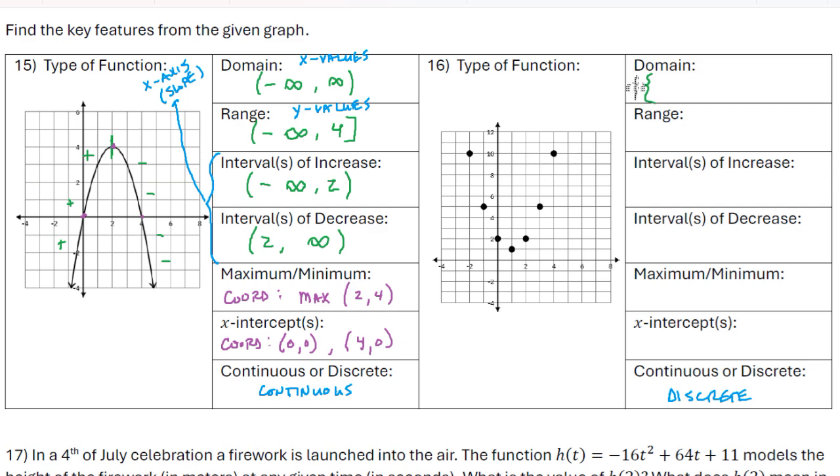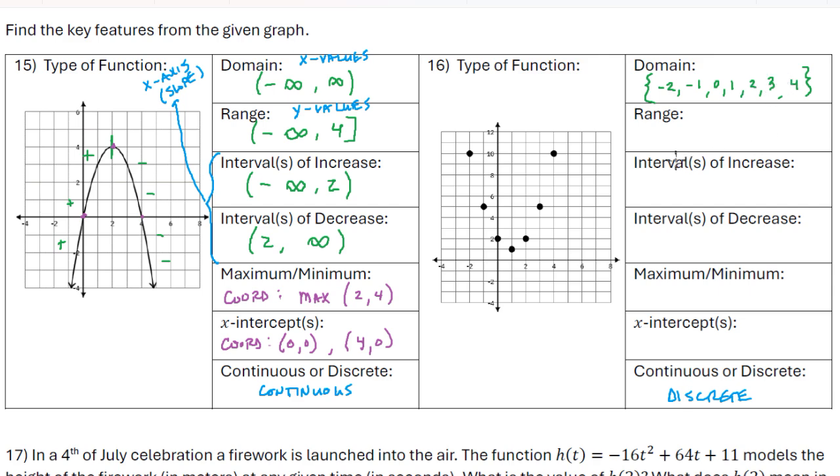And take a look. Domain again is our x values. So we've got an x value at -2, -1. I think these are all together. Yep. 0, 1, 2, 3, and 4. That means our domain is not an interval. It's just a set of these. What are they? 1, 2, 3, 4, 5, 6, 7 points.